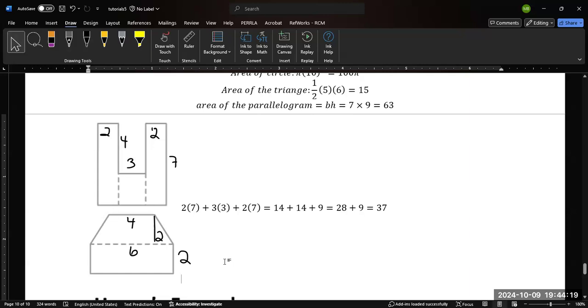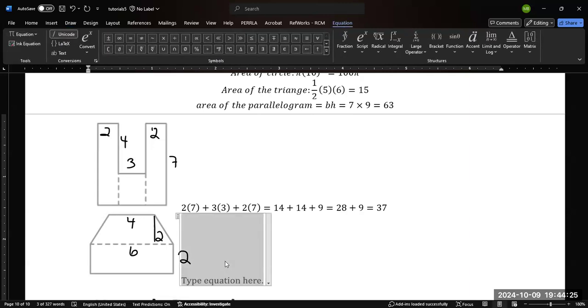Now, if we're going to add up, again, we separate it out into 2 different areas. So the top section up here, this is our trapezoid. So our area of the trapezoid is 1/2, 4 plus 6. That's our top and our bottom bases. They're the sides that are parallel, times 2 for the height.